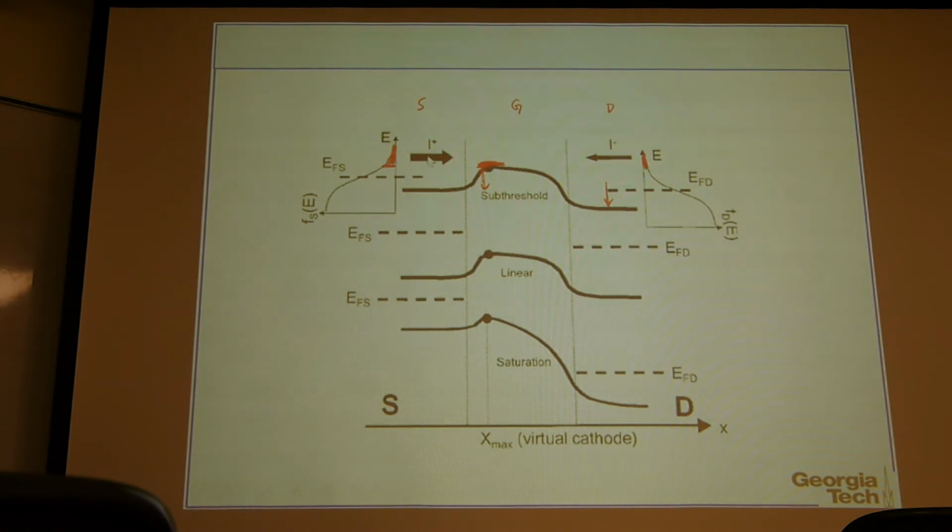So actually the electrons tend to diffuse over this barrier. This is due to diffusion. So then you have large diffusion here, small diffusion here. That contributes to the subthreshold current.